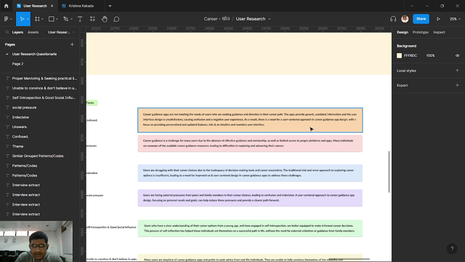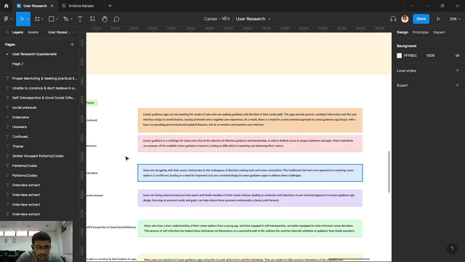The apps provide generic and outdated information, and the user interface and design is unsatisfactory, and also it's causing confusion in the users. I mean, the students. Then unaware. Career guidance is challenged for many users due to absence of effective guidance and mentorship, as well as limited access to the proper platforms and apps.